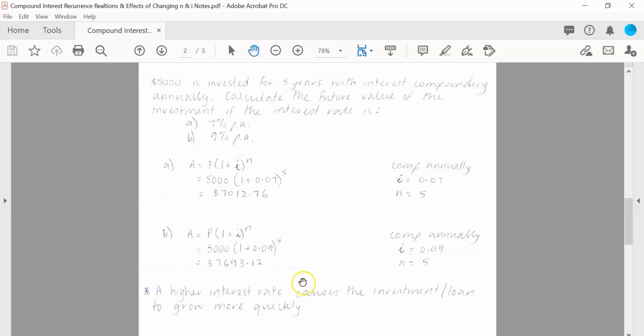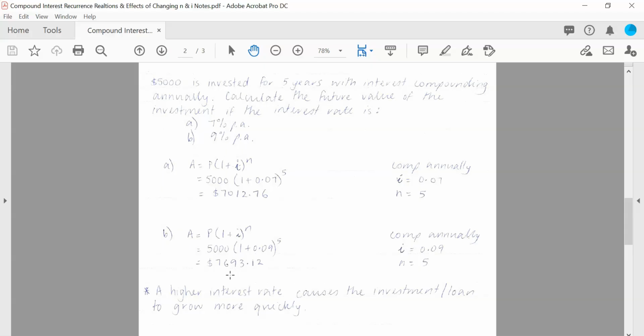$7,012.76. In the second one, if we look at the same situation, the only difference being our interest rate now has changed to 9%. So you'll see that change that's happened over here. When we put all of those numbers in, we get $7,693.12 as our future value for our investment.